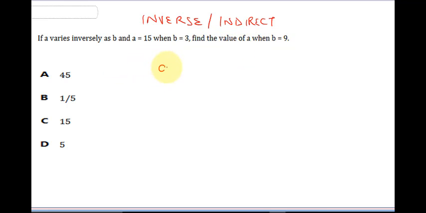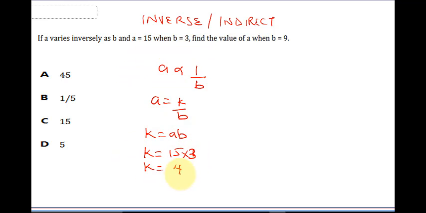Now it says a varies. Now when you hear inverse variation, you put 1 over b. That means a will be equal to what? k over b. Therefore k here is going to be a times b. Now let's get our k. It is going to be what? 15 times 3. Because our a is 15 and our b is 3, our k is going to be 45.